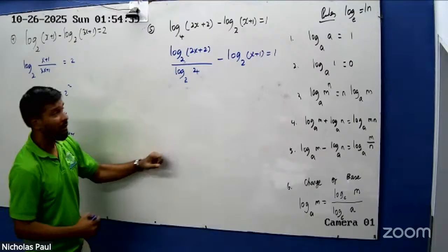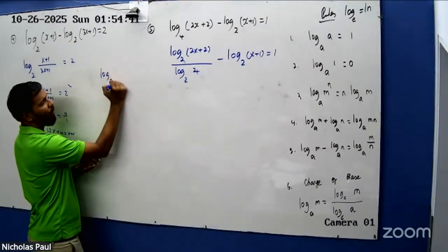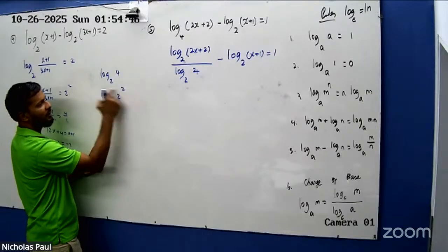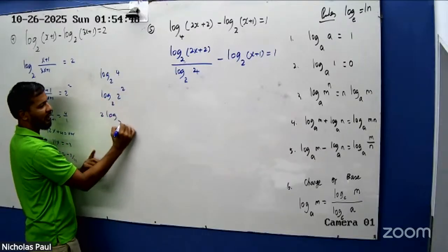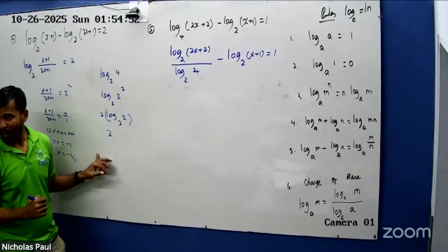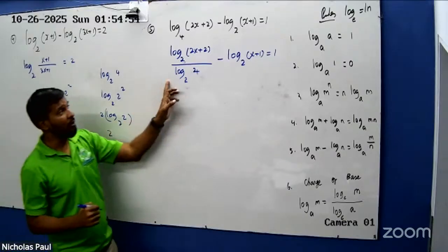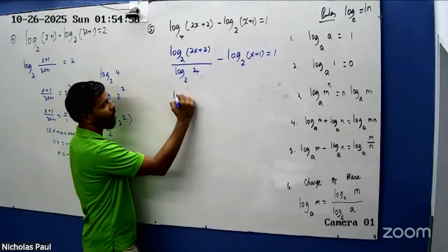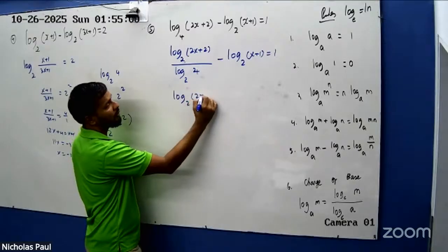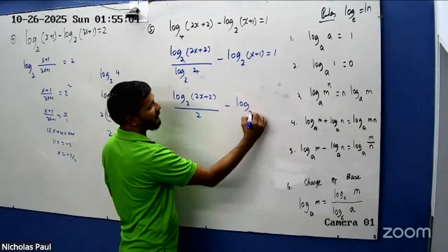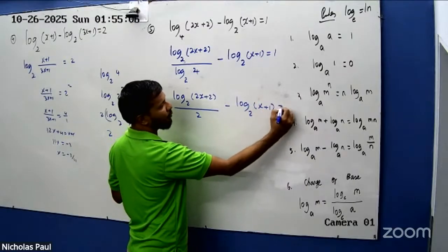Right? Let's just come to the side here. What is log 2 to the 4? Log 2, 2 squared. The 2 comes in front, I'll get log 2, which is 2. Everybody okay with that? So log of 4 to the base 2 is 2. So now I have log 2x plus 2 over 2 minus log 2 x plus 1, equal to 1.